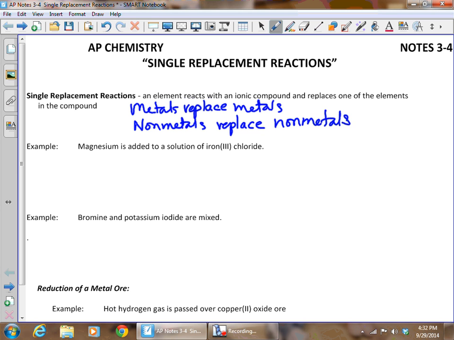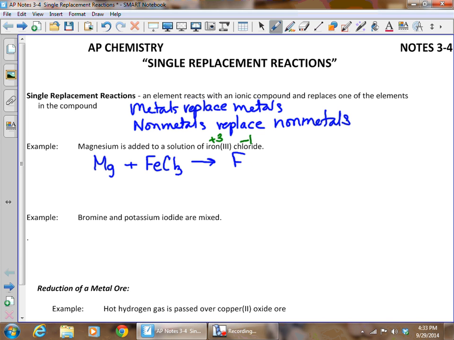So if you have a situation like this first example where magnesium is being added to a solution of iron 3 chloride. So we've got Mg being added to a solution of iron 3 chloride. Now please remember that iron 3 simply means that iron is a +3, chlorine is a -1, so our formula comes out to be FeCl3. We're going to react that, and magnesium is going to bump out something in that iron 3 chloride. Remember, magnesium is a metal, so metals bump out metals. Magnesium is going to bump out the iron.